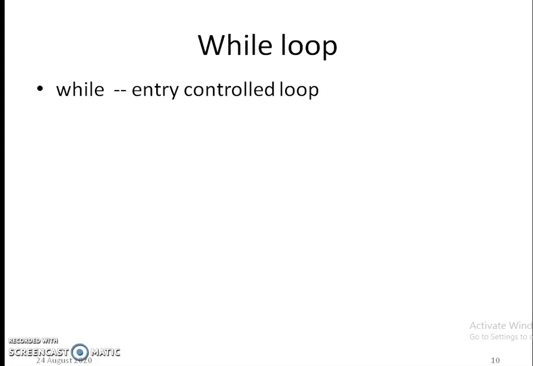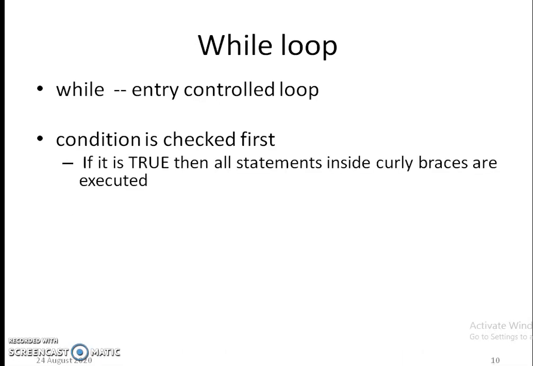While loop is an entry control loop. Why can we call it an entry control loop? Because the condition is checked at the beginning, at the first. So if the condition is true, then all the statements inside the block are going to be executed. The statements inside our curly braces are executed if the condition is true.